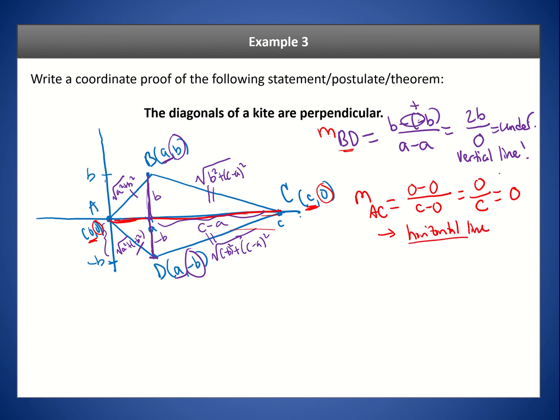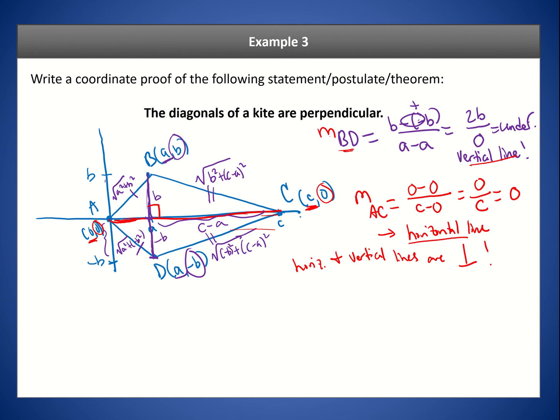So a horizontal line and a vertical line are always perpendicular. Horizontal and vertical lines are perpendicular. So therefore we've shown that this is perpendicular, that's a right angle. So the diagonals of a kite are perpendicular.